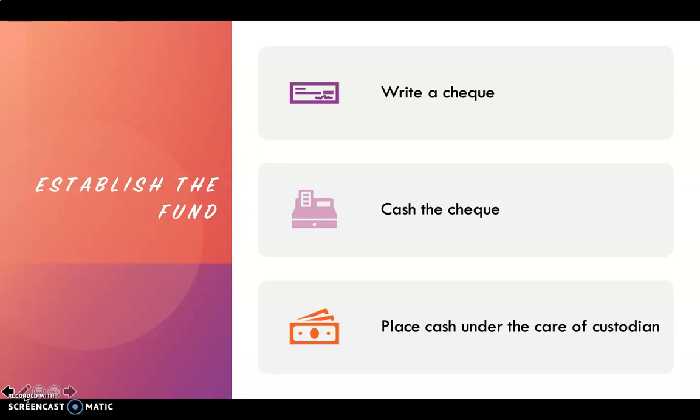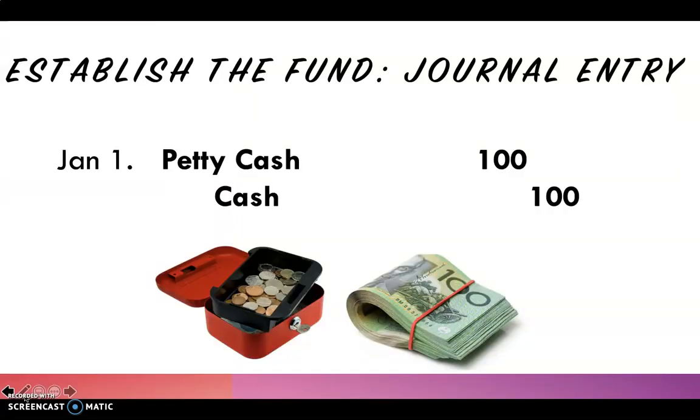The first step is establishing the fund, and this is done by initially writing a check for the amount of the fund, cashing the check, and placing the cash under the care of an employee designated as a custodian. After this, a journal entry is made to record the establishment of the fund, evident here, where we see the petty cash fund debited $100 and the cash account credited $100. Here, the cash account is used to create a petty cash fund.